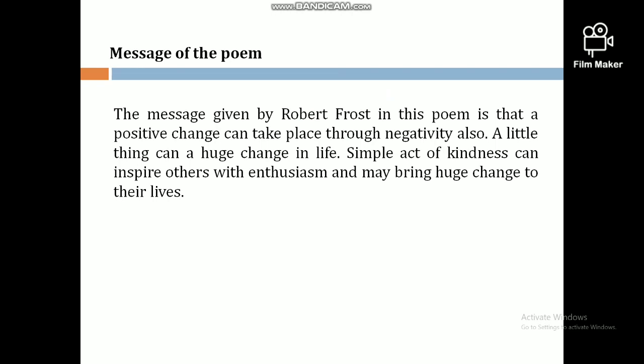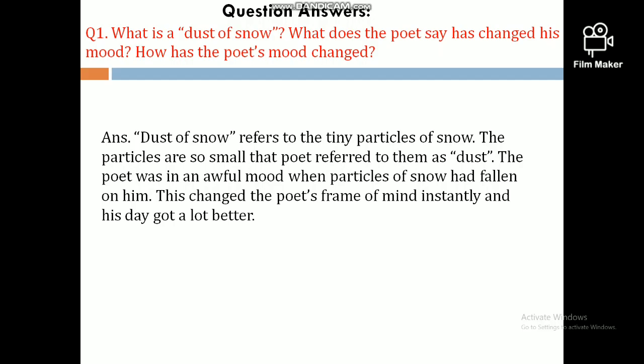Now children, since we've come to the end of the poem, we move on to the question answers of the poem. So what is a dust of snow? What does the poet say has changed his mood? How has the poet's mood changed? So the dust of snow refers to the tiny particles of snow. The particles are so small that the poet referred to them as dust. The poet was in an awful, terrible mood when the particles of snow had fallen on him. This changed the poet's frame of mind instantly, and his day got a lot better.